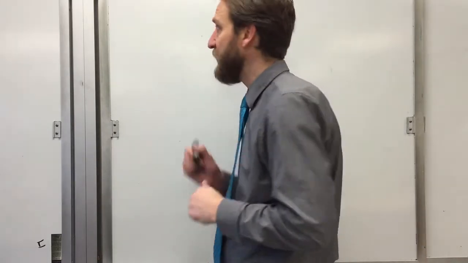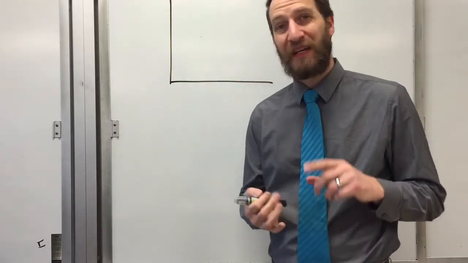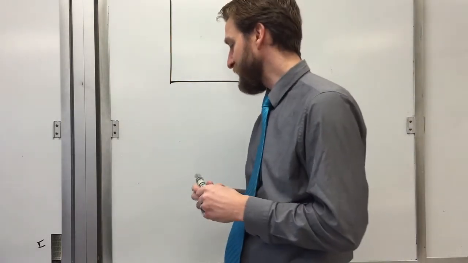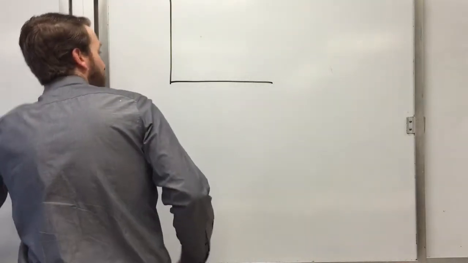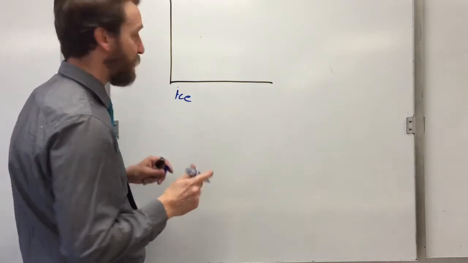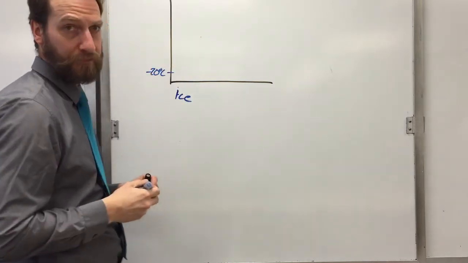So I want to talk about the heating and cooling curves for a substance because there's 2 things going on there. One, you're changing the kinetic energy when you change the temperature, but if we take a substance, say we take ice, and we started out at some very cold temperature. We take it out of the freezer and it's at negative 20 degrees Celsius.